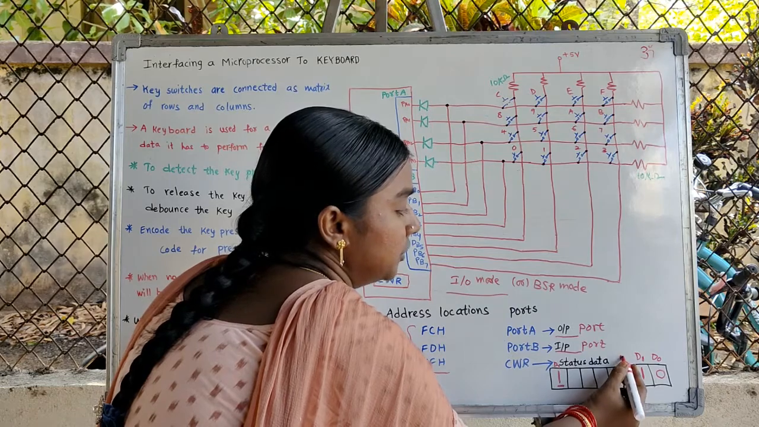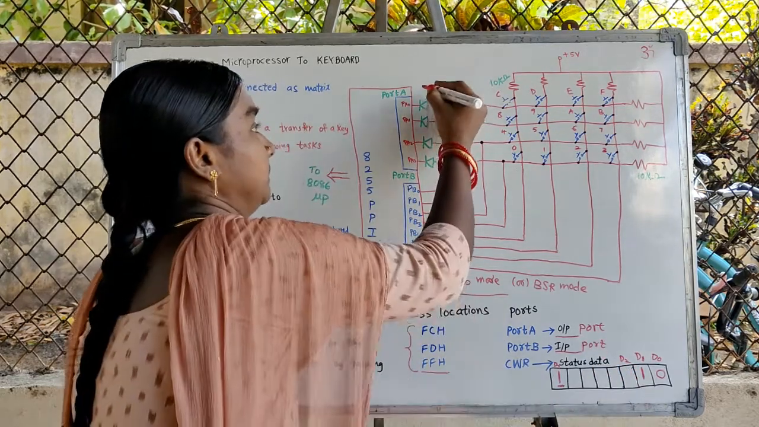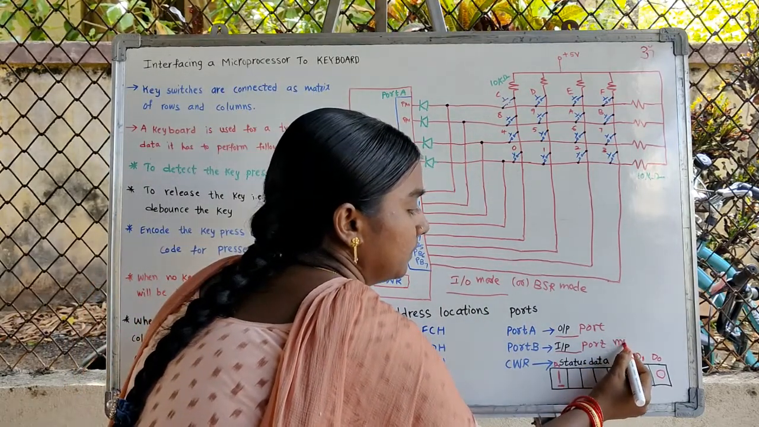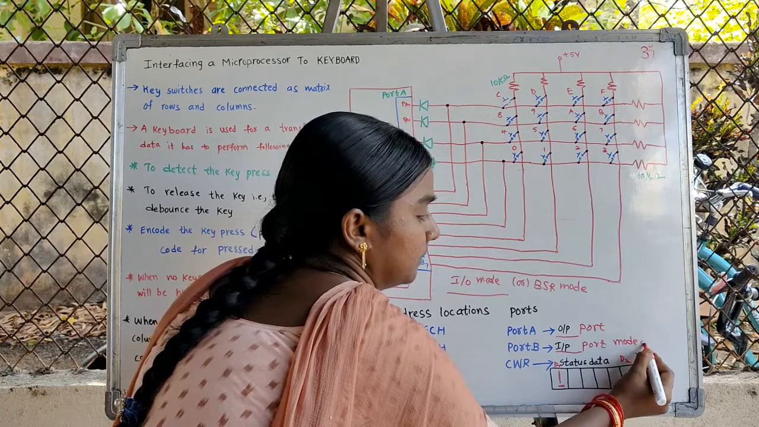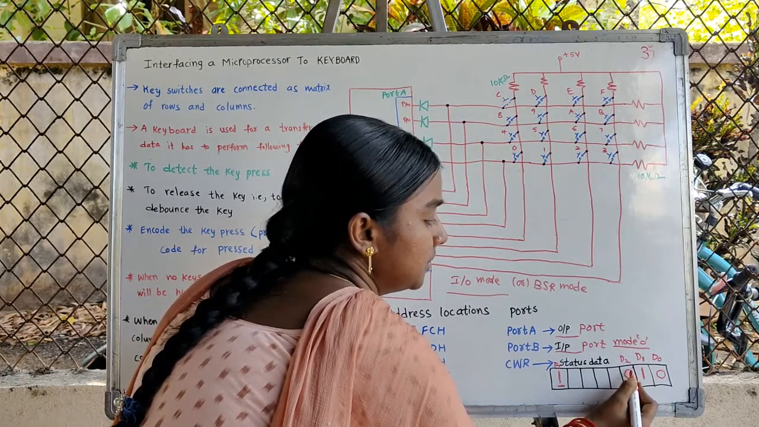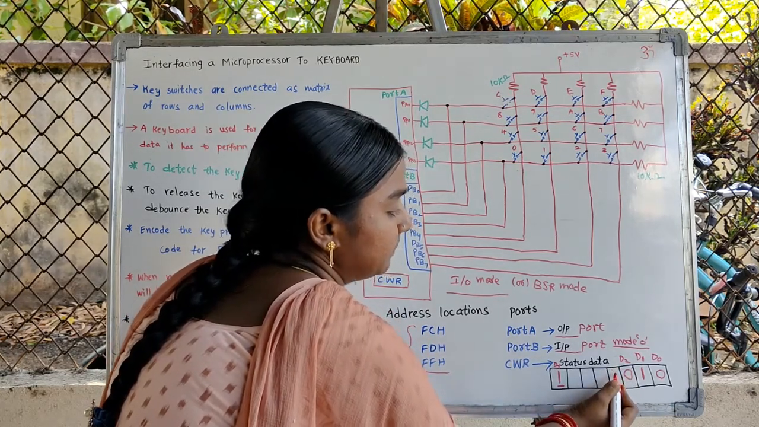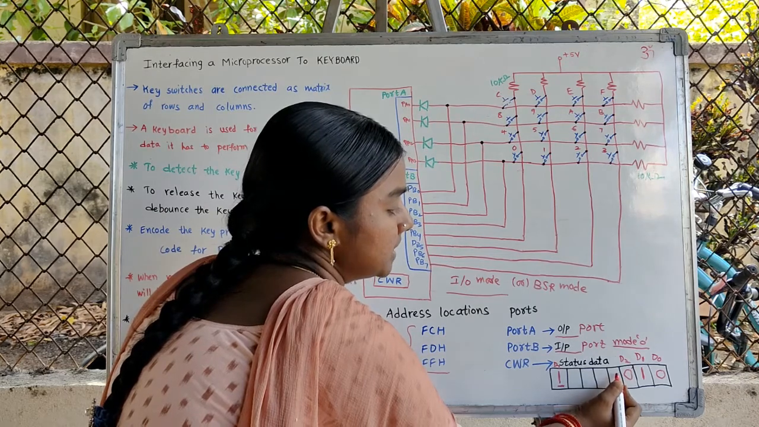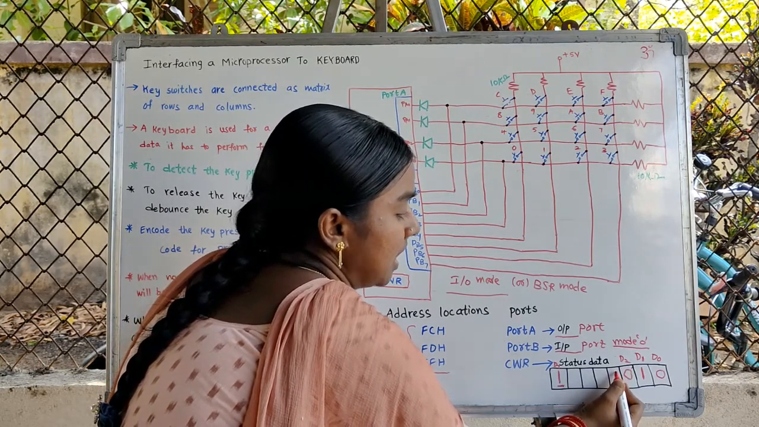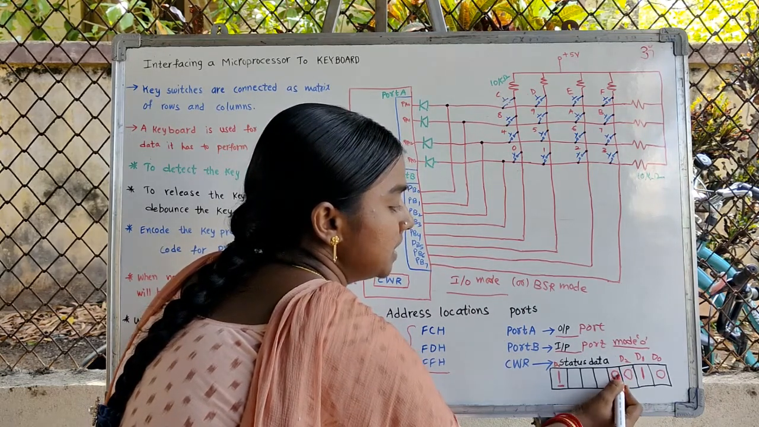Next, the D2 bit indicates the mode selection. Here we are going to use port B in mode 0, so this bit is going to be 0. Moving to the next bit, D3 indicates port C upper. Here we are not going to use port C, so this value is also 0.